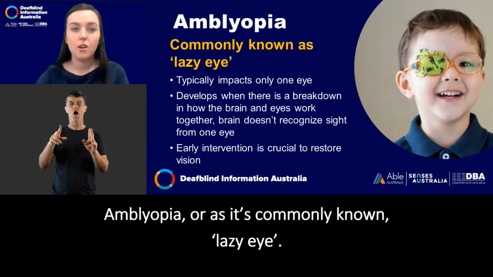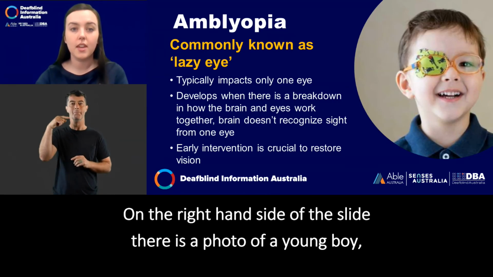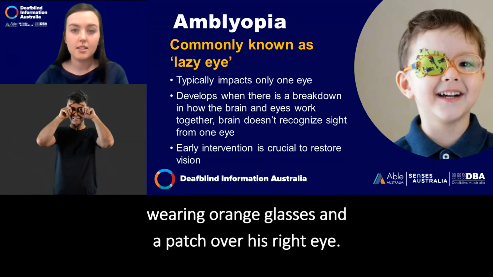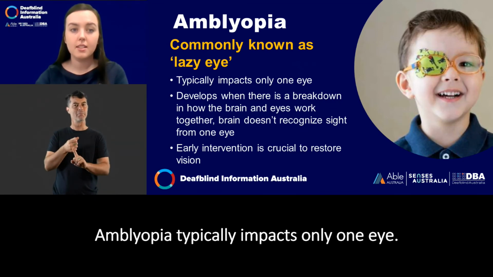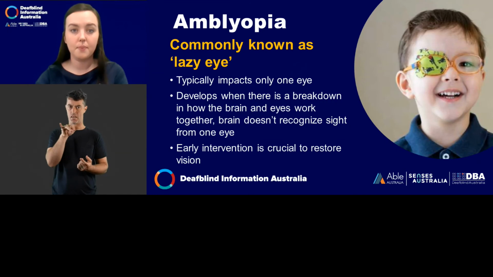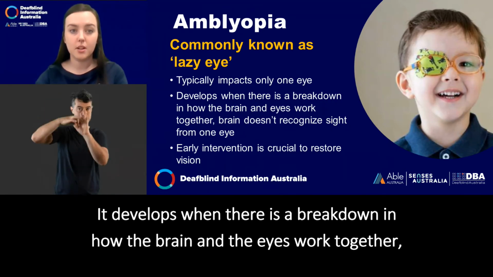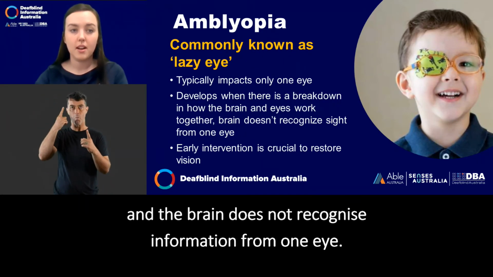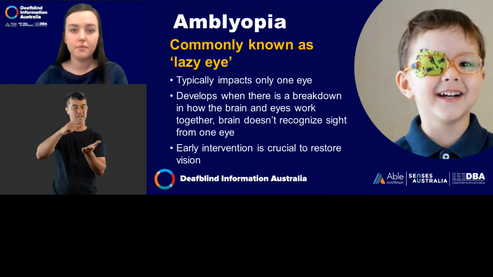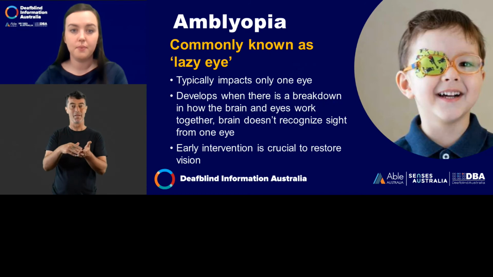Amblyopia, or as it's commonly known, lazy eye. On the right-hand side of the slide, there is a photo of a young boy wearing orange glasses and a patch over his right eye. Amblyopia typically impacts only one eye. It develops when there is a breakdown in how the brain and the eyes work together, and the brain does not recognize information from one eye. Early intervention is critical to restore the child's vision.